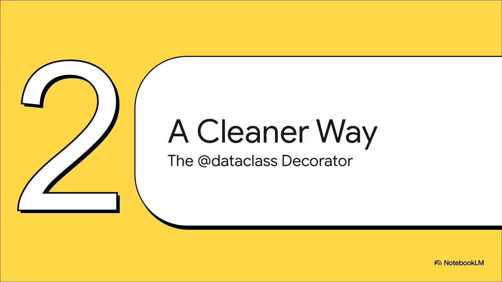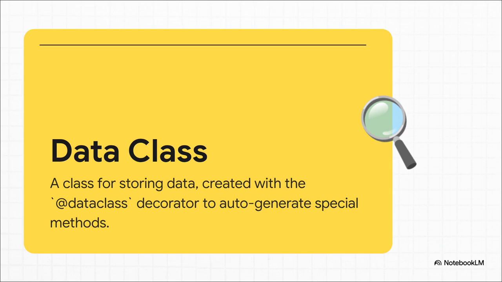So how do we make that jump? How do we go from all that clutter to something so clean and concise? The answer is just so beautifully simple. It's a decorator, one of Python's most powerful and elegant features. A data class, at the end of the day, is just a regular Python class. But it's a class that's been supercharged.